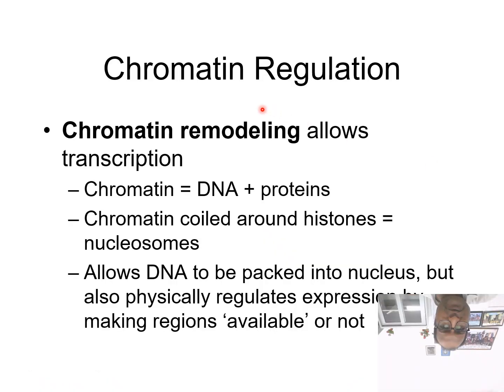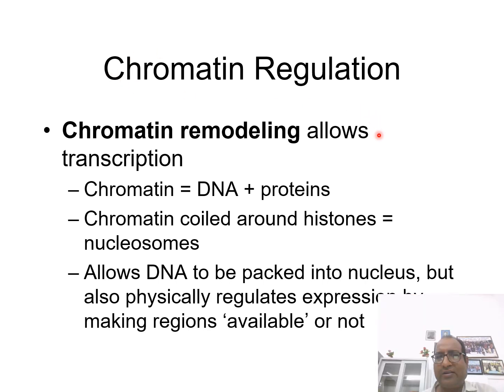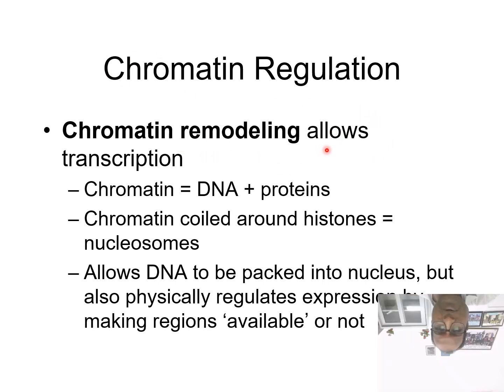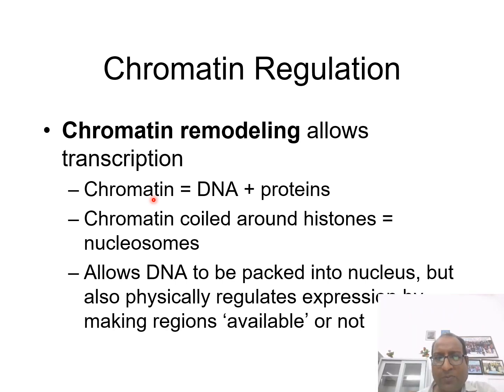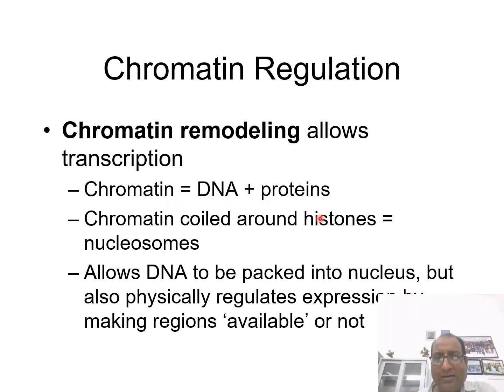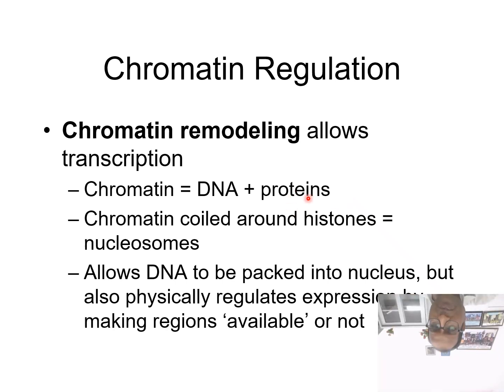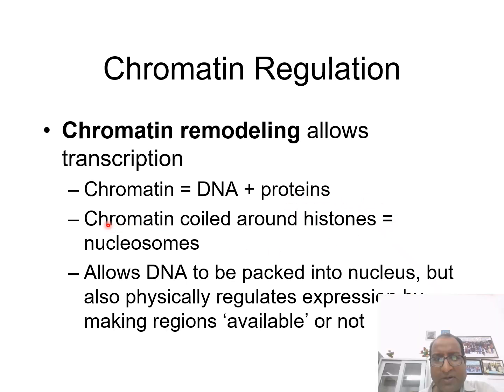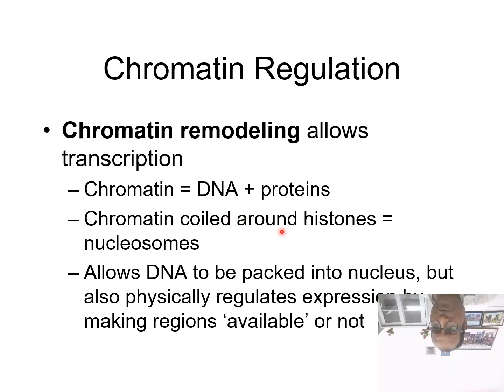So we will first study the chromatin regulation. What is chromatin regulation? As we already know, the chromosome is made up of chromatin, and chromatin is made up of DNA and protein. And proteins are of two types, basic protein and other associated protein. In chromatin, the DNA is coiled around the histone, and these histones make up the nucleosome.